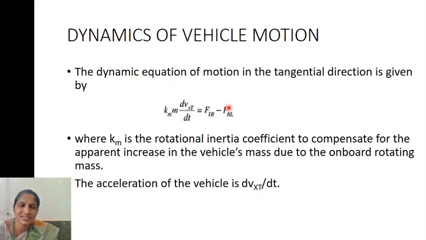Generally, in the kinetics, this term is 0, so there will be only one component F_TR, that is equal to rolling resistance plus aerodynamic plus gravitational. But here in the dynamics you need to consider the difference between these two. So F_TR minus F_RL is equal to K_m into M into dVx/dt, where K_m is the rotational inertia coefficient to compensate for the apparent increase in the vehicle mass due to the onboard rotating mass. And the acceleration of the vehicle is A, that is equal to dVx(t)/dt. So this is the dynamics of vehicle motion.